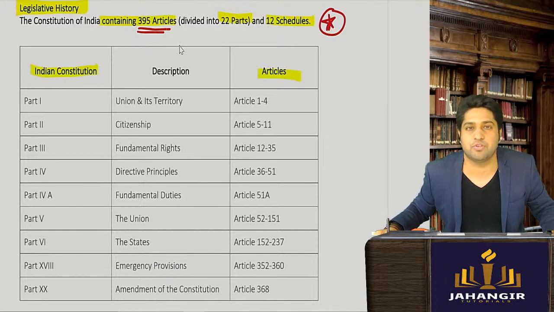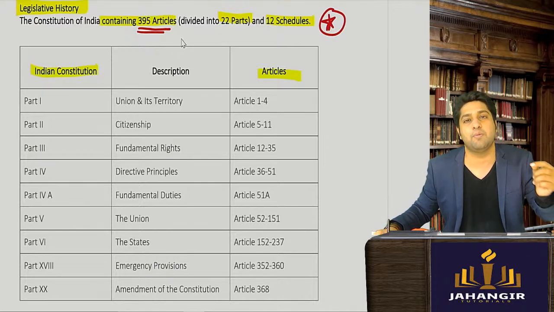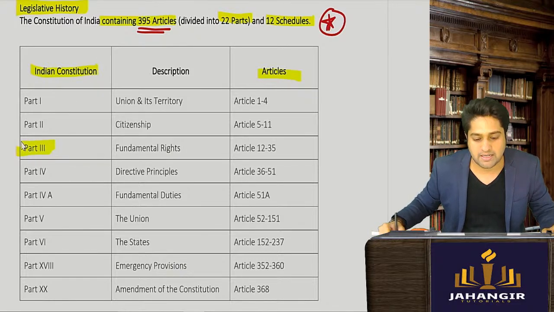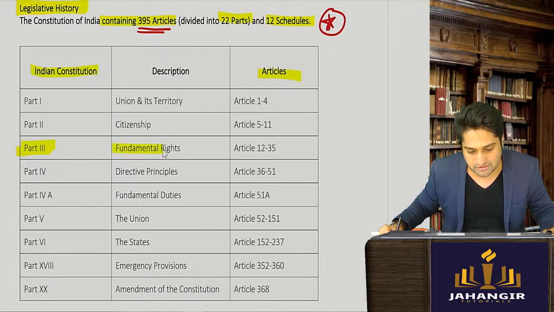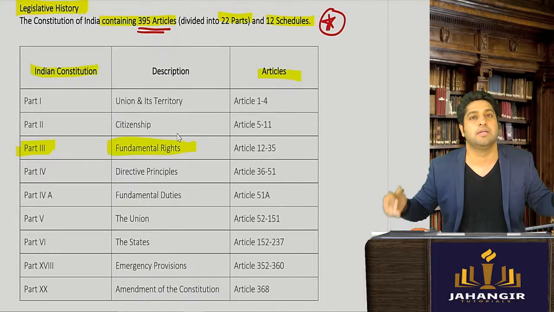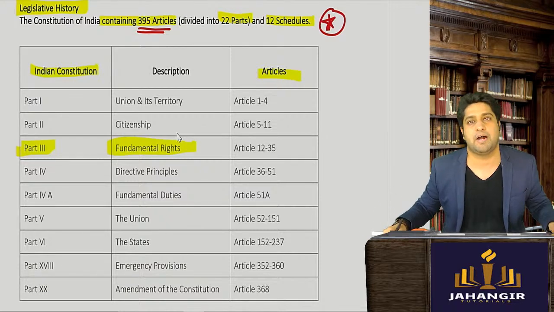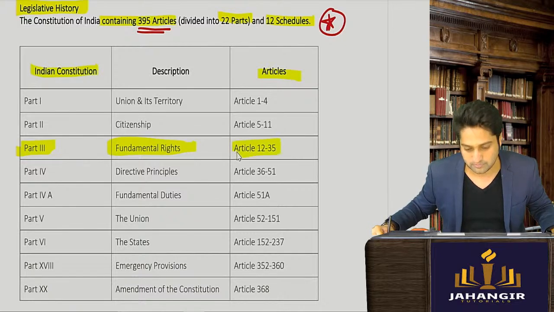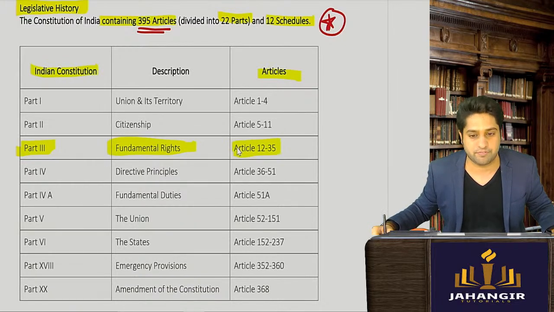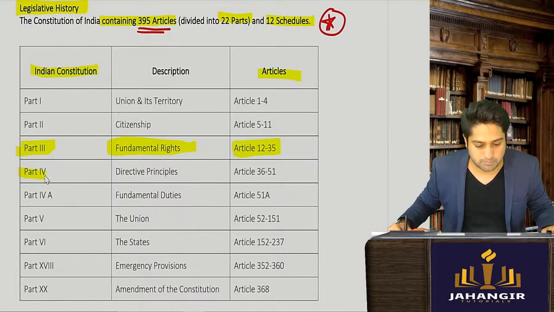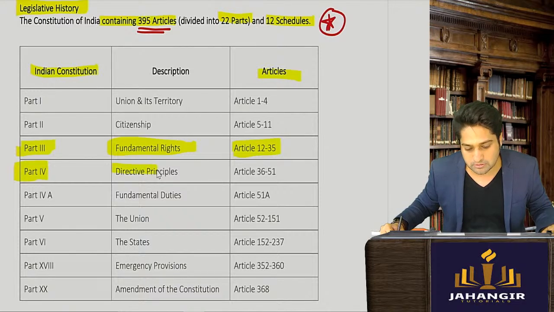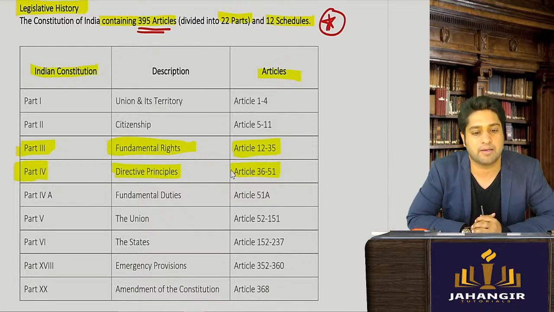Now, which part of the Constitution is the most important that you need to mention in your exams? First is Part 3. Part 3 of the Constitution covers your fundamental rights. We all know the fundamental rights are the most important part of the Constitution. They are given in Part 3, from Article 12 to Article 35. Second, the fourth part is also very important. The fourth part talks about the directive principles of state policy, which are given in Articles 36 to 51.